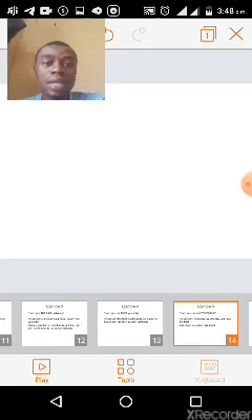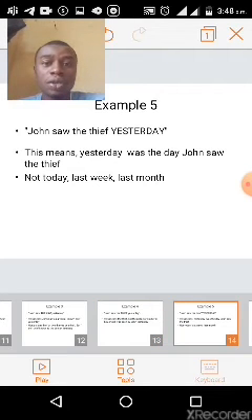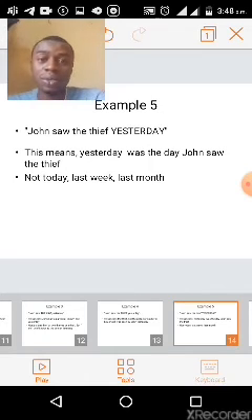Now we'll go to the next example here. John saw the thief YESTERDAY. This means yesterday was the day John saw the thief, not today, not last week, not last month, not last year, but yesterday. So the day the thief was seen is being stressed to emphasize that.